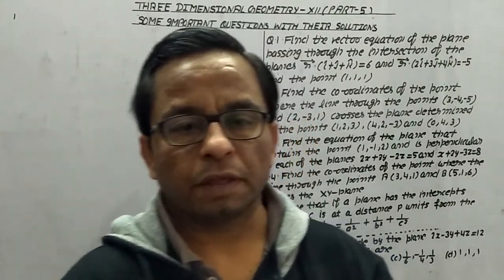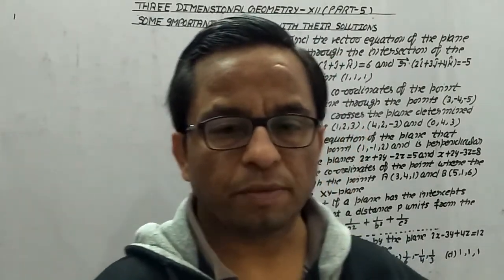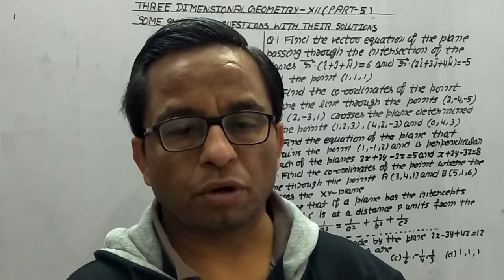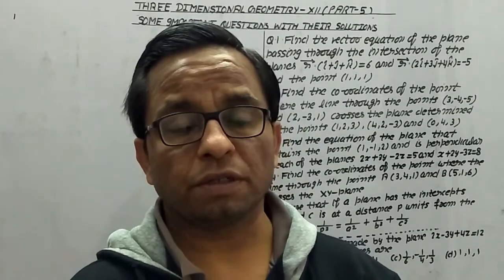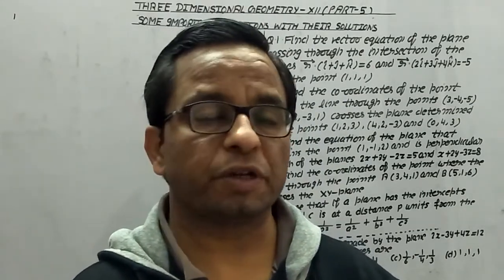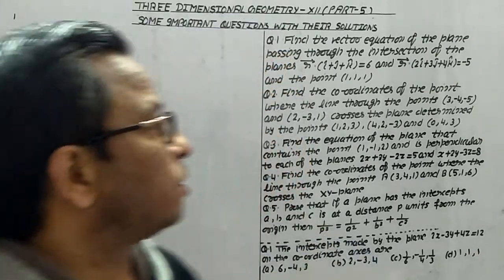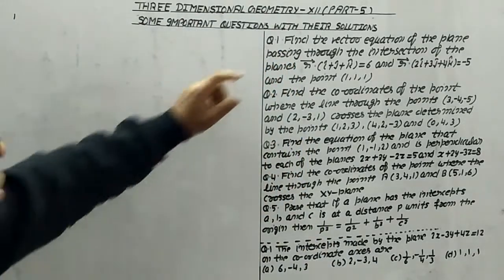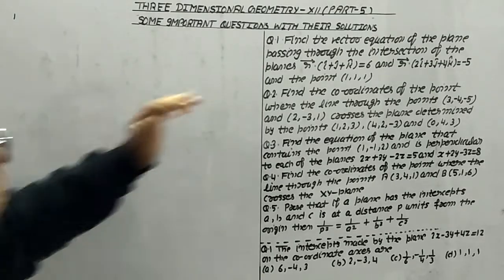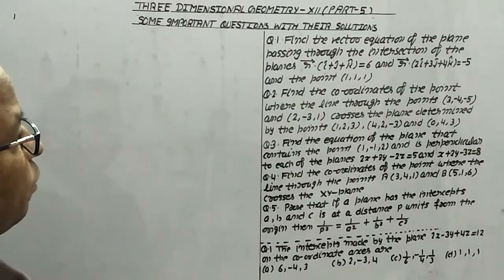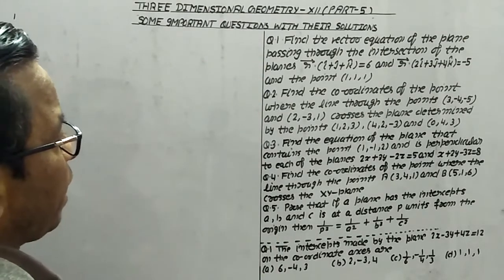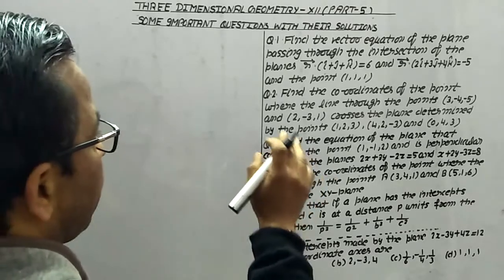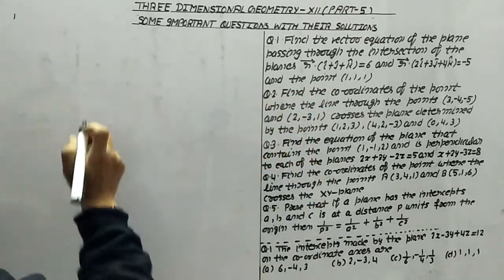Hello everyone. In this part 5 of 3-dimensional geometry, I'll give the solution of some important questions related to 3-dimensional geometry. So let's start with the solutions of first of all question number 1. Find the vector equation of the plane passing through the intersection of the planes and the point (1, 1, 1).